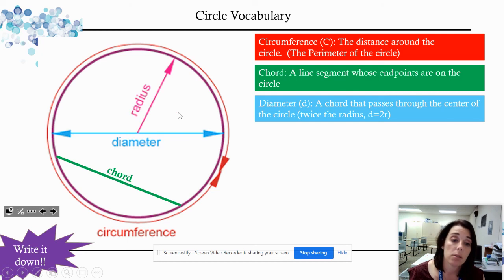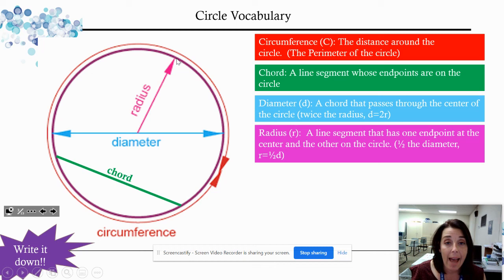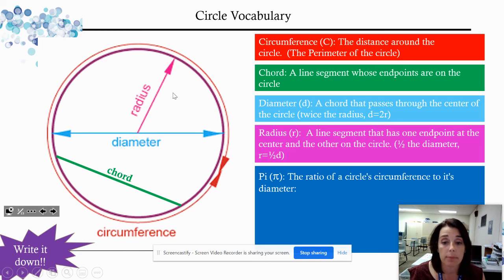A radius is a line that goes from the center, again, out to the outside edge. So the difference is this one doesn't go all the way through. It just starts in the middle, and it goes to any edge of the circle. A radius is half of the diameter. In our equations, you're going to see radius written as lowercase r. Anywhere you see lowercase r, you can replace that with whatever number they give you for the radius. It's just half of the diameter.